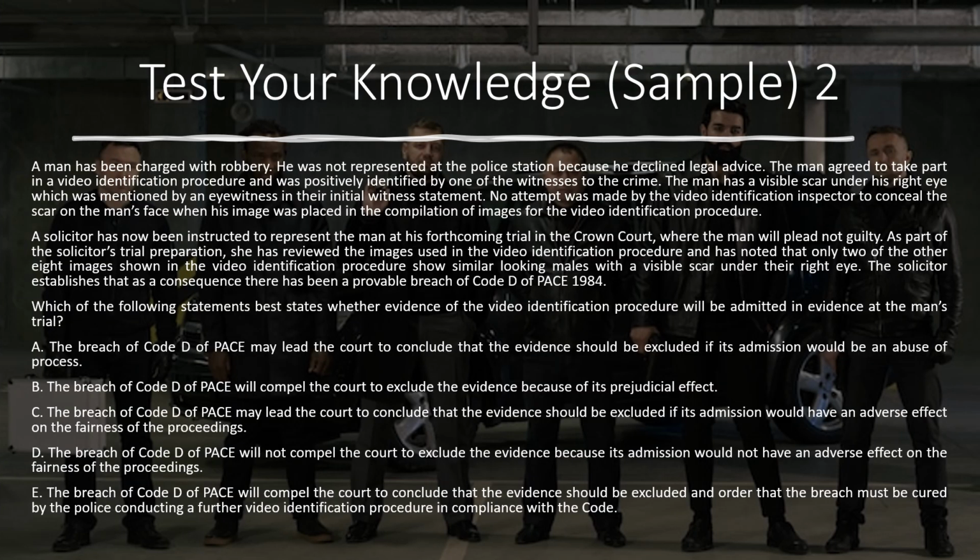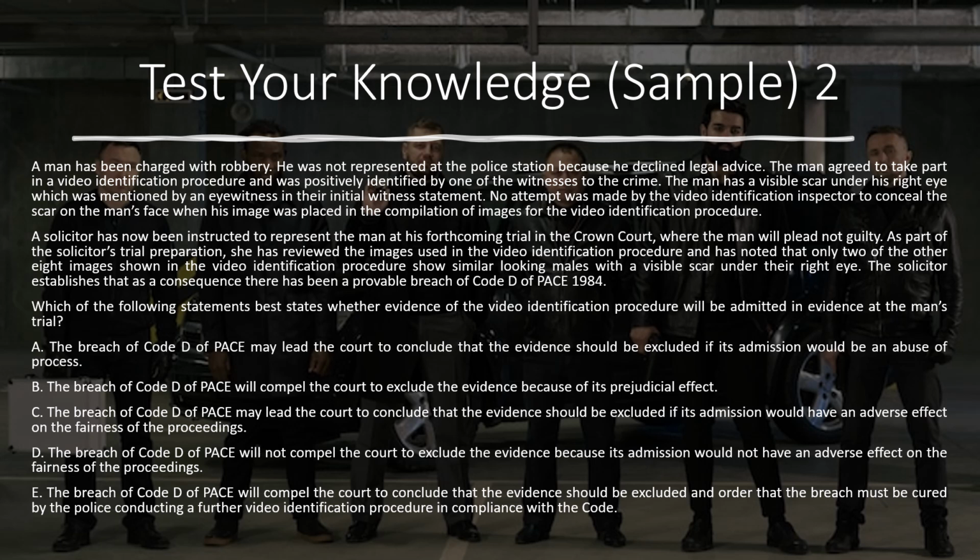Then there's the test your knowledge 2. This is from the sample paper, so it's very important you take note of this one. A man has been charged with robbery. He was not represented at the police station because he declined legal advice. The man agreed to take part in a video identification procedure and was positively identified by one of the witnesses to the crime. The man has a visible scar under his right eye, which was mentioned by an eyewitness in their initial witness statement. No attempt was made by the video identification inspector to conceal the scar on the man's face when his image was placed in the compilation of images for the video identification procedure.